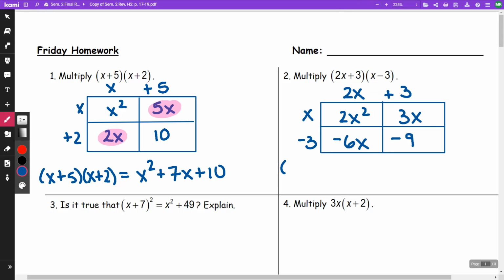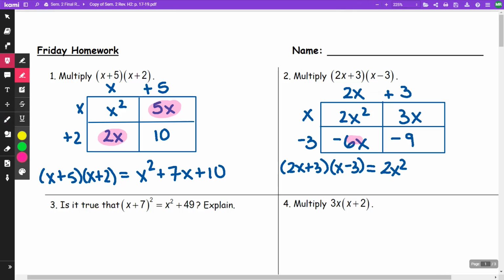So the area as a product is 2x plus 3 times x minus 3, and that equals my area as a sum, which is 2x squared. And again, I have a negative 6x and a 3x. That's going to end up giving me a negative 3x when I combine them, minus 9.